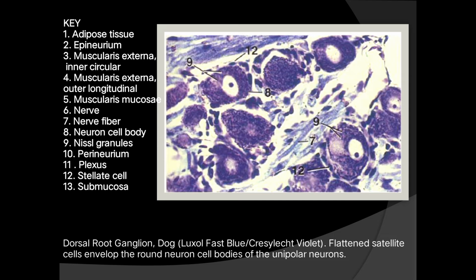So what is visible here? Number 9 is showing the Nissl granules in the cell body of the neuron in the histological photograph. Number 12 is showing the stellate cells. Eighth is showing the neuron cell body. This one is the cell body like this. Okay, ninth is the Nissl granules in the cell body. Number 7 is showing the nerve fiber, as it appears in the section. Then 12 is showing the stellate cells. The dorsal root ganglia of the dog is shown with luxol fast blue and crystal violet staining.